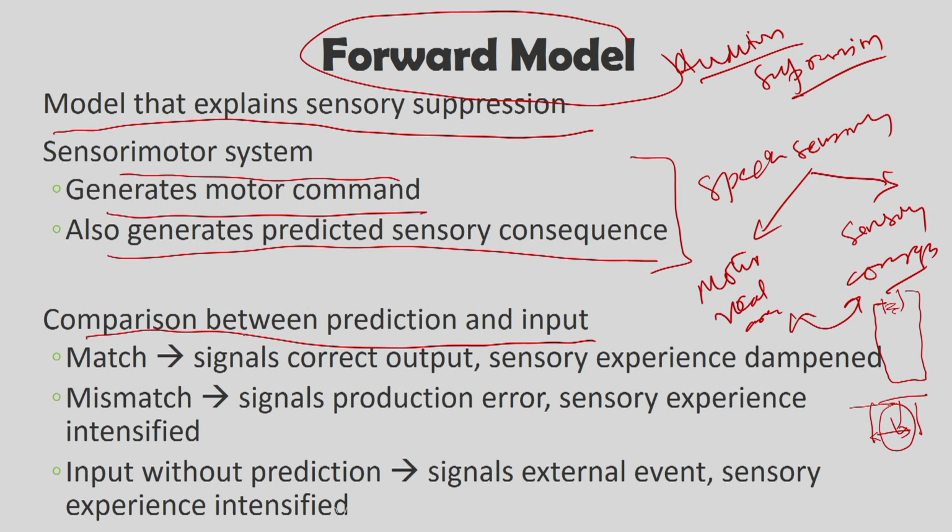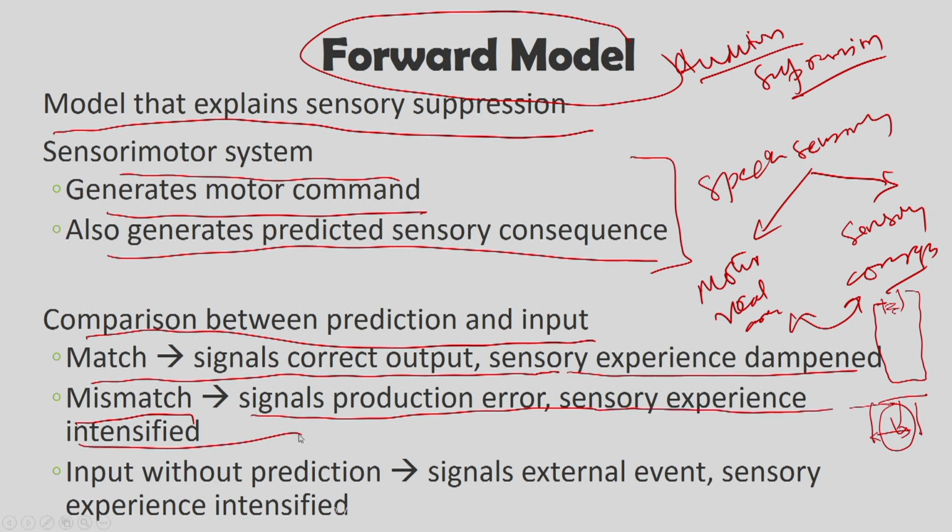So, if there is a match, the signal's correct output, sensory experience is dampened, and so what you hear will be dampened. Now, if there is a mismatch, signal production error, sensory experience is intensified. If what you hear as input and what consequences have been sent to you mismatch, a signal of production error happens and sensory experiences are intensified.